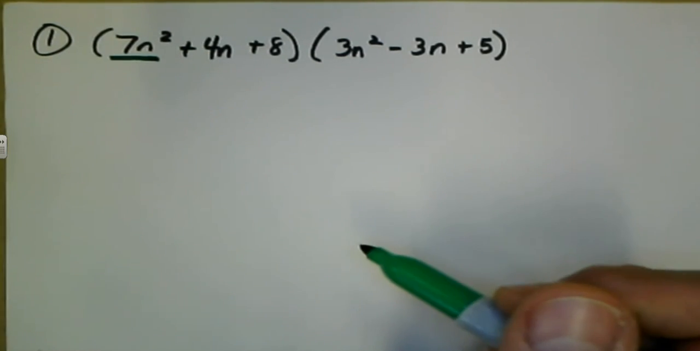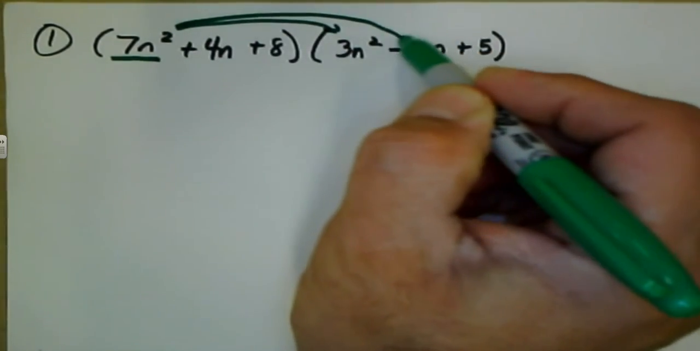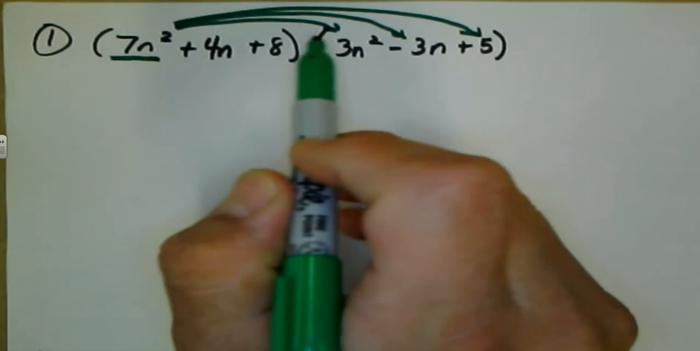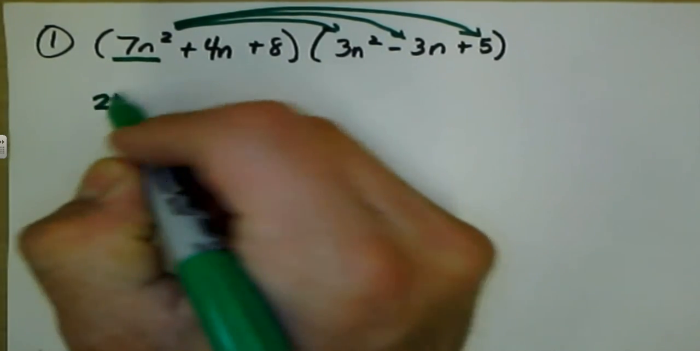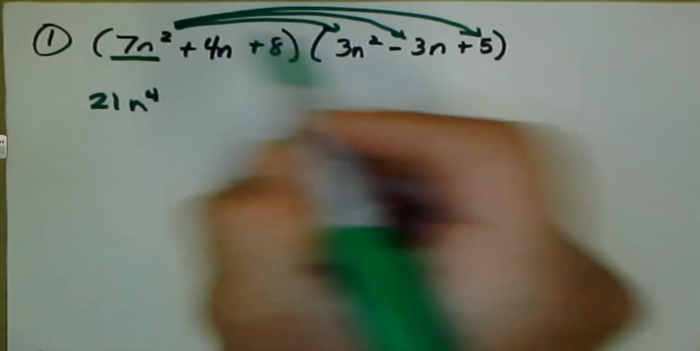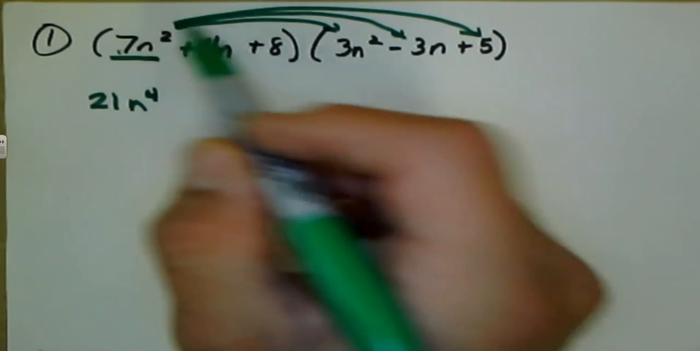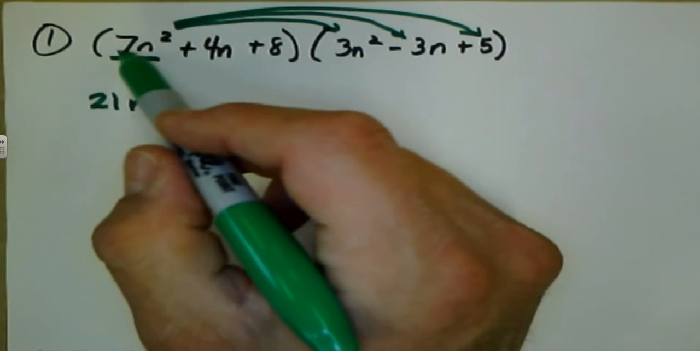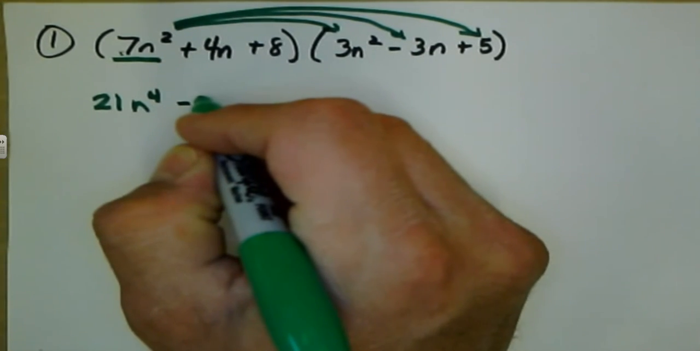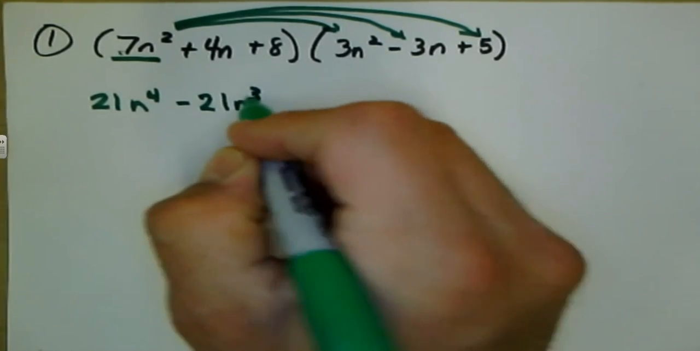So we're looking at that first term and we multiply it by all three terms in the other one. So 7 times 3 is 21. 2 plus 2 is n to the 4 because we're adding the exponents. Multiply coefficients, add the exponents. Take that number again, 7 times negative 3, which is negative 21. 2 plus 1, that is 3 n's.